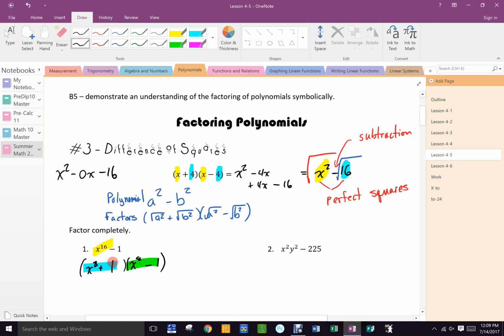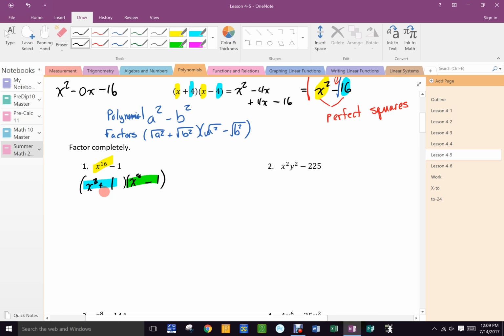The green one. Why is it the green one? Because it's negative. Because it's minus. So, can I forget about the blue guy? No, I can't forget about him because he's still a factor. So he's x to the 8th plus 1. But what happens with green guy? If it happens once in math, it happens again. You split him to get what? x to the 4th plus 1, minus 1. Am I done? No. Why? Can I go with blue or green? Green. Why? Because it's an even number and it's subtraction.